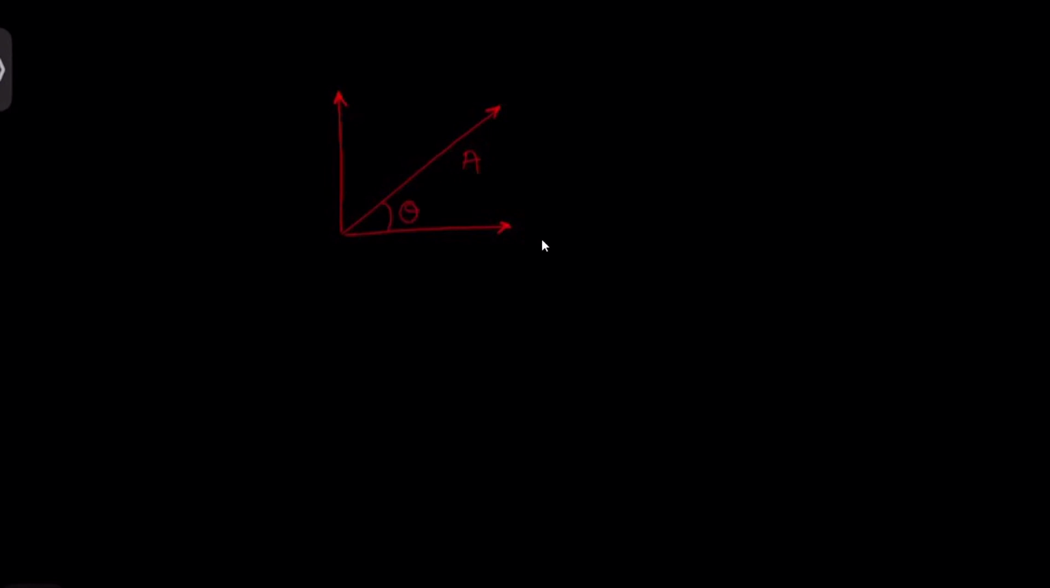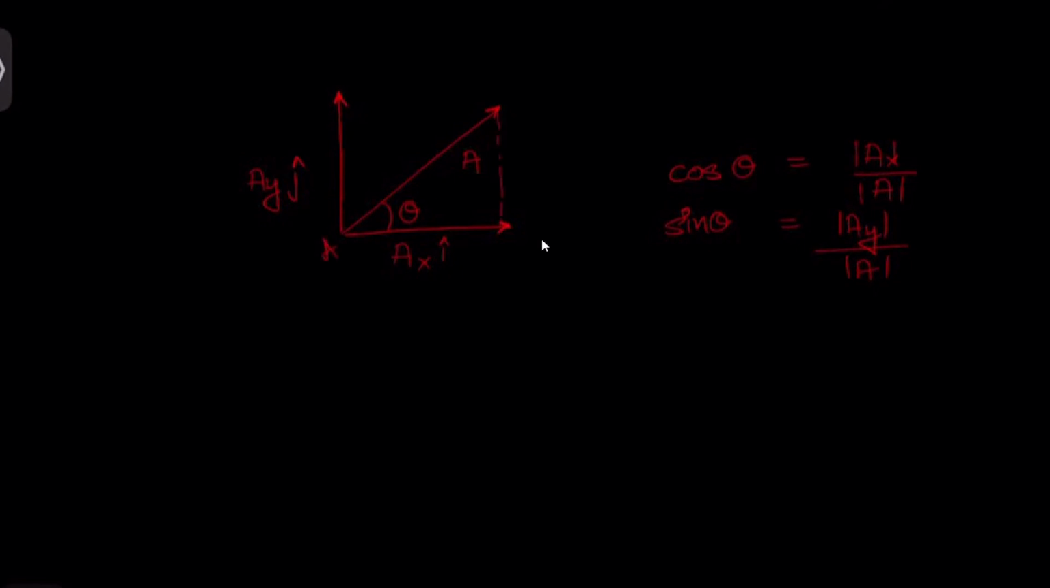So this is your theta, correct? Let us say this is the magnitude AX i cap and this is AY j cap. If we need to calculate the magnitude, we know what cos theta and sin theta are. Cos theta will be equal to AX upon A, the magnitude part always, and similarly sin theta will be equal to AY upon A. If you make a triangle like this, say triangle ABC, you can calculate everything here.